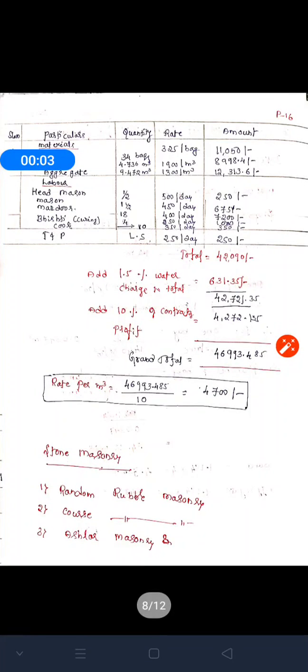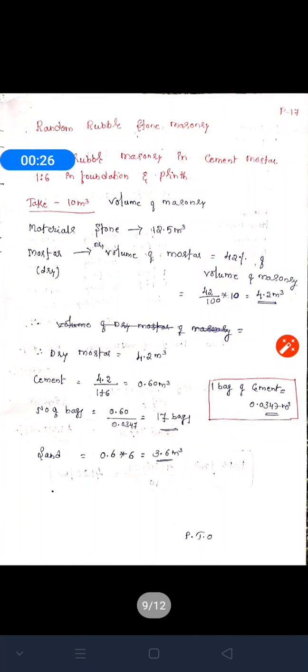Hello everyone. In last class we were discussing the rate analysis of cement concrete bed, and in today's class we're going to discuss stone masonry. In stone masonry we have three types: one is random rubble stone masonry, the second is coarse rubble stone masonry, and the third is ashlar stone masonry. Now let's move on to the first one, random rubble stone masonry.